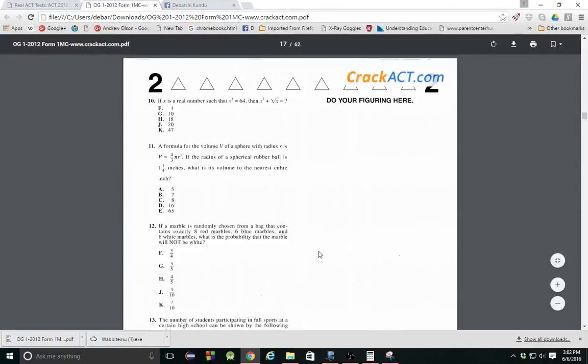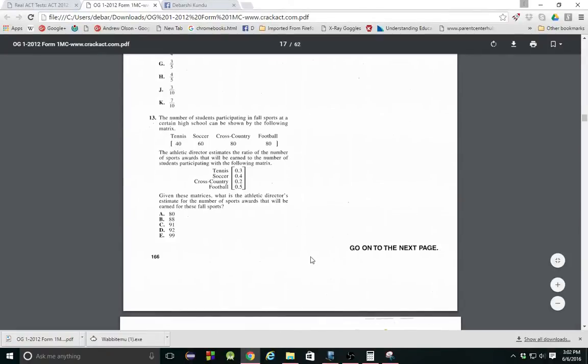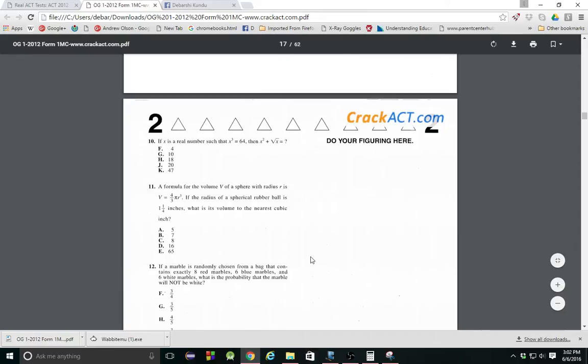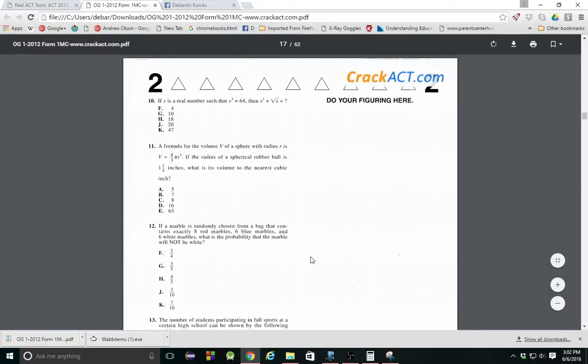Okay guys, so today we will be doing problems 10 through 13 from the 2011 to 2012 Form 1 MC ACT. We're going to be doing this on the math section, so let's go.